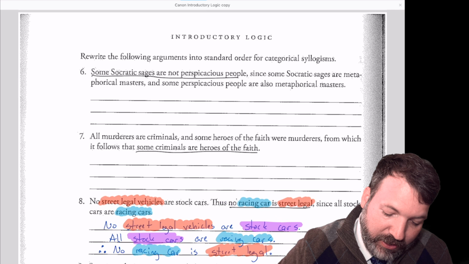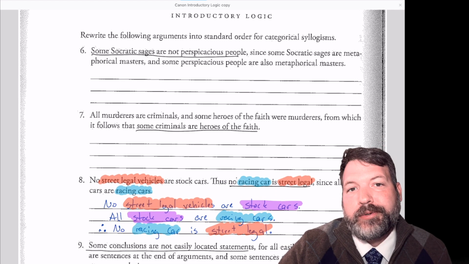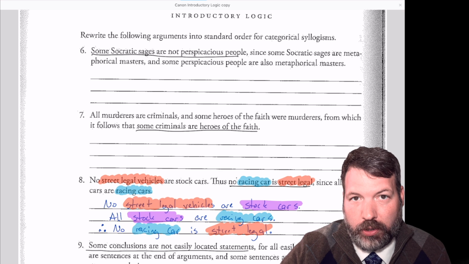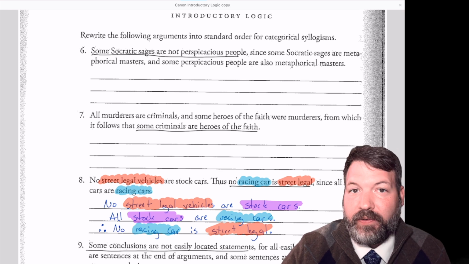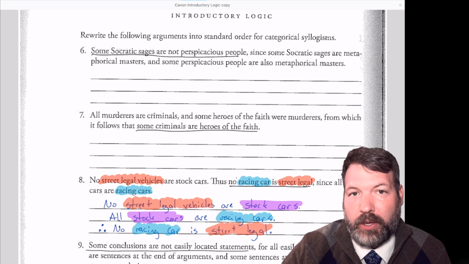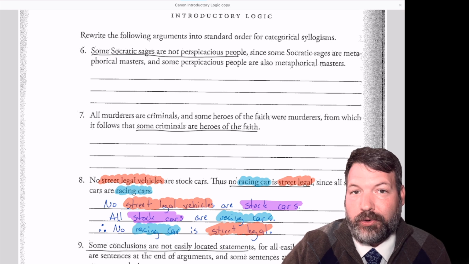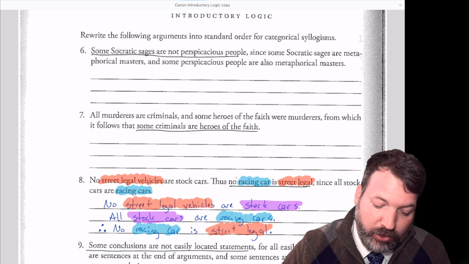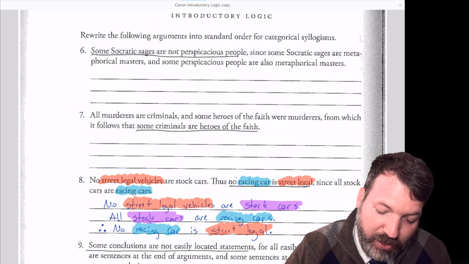Turn the page. 6 through 10, we were supposed to identify not just what major term, middle term, and minor term were. In fact, you can see there's nowhere we were specifically supposed to write that down, but instead we're supposed to use the major term, minor term, and middle term to properly organize the argument. So these are not in standard order already. We want to go major premise, minor premise, conclusion. Again, though, we actually have to start with the conclusion, so that's what I'm going to do.